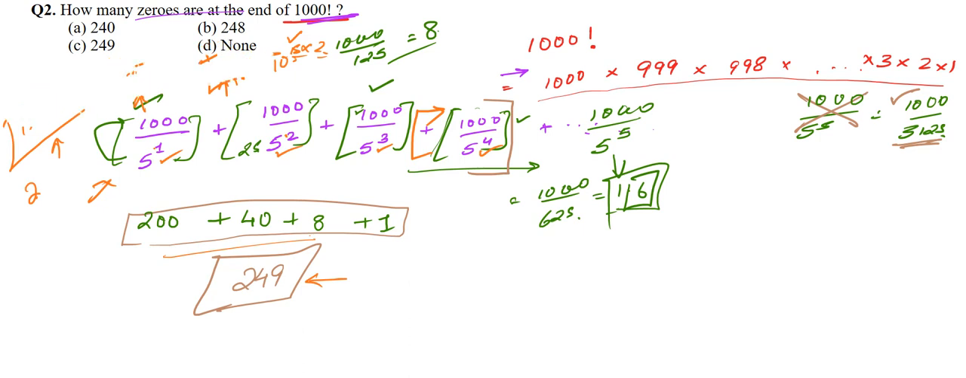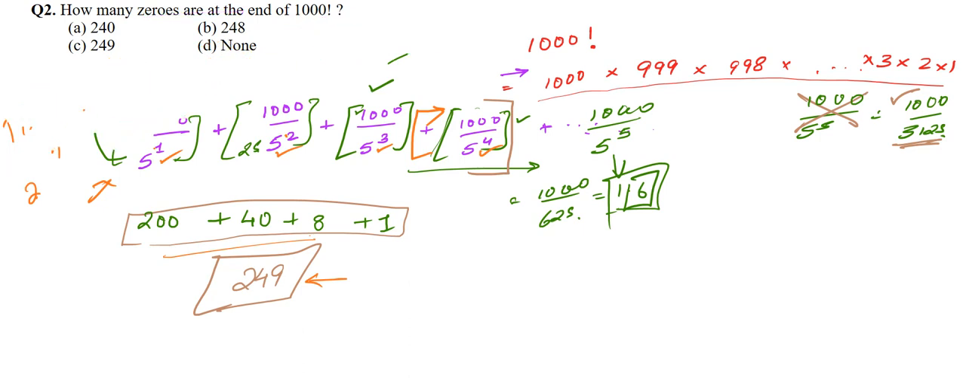So the answer to this question is 249, that is 249 zeros are at the end of 1000 factorial. So 249, that is option number C. Hence option C is the correct answer. So this question seemed a very difficult one because we have a huge number 1000 factorial, but it can be solved in this very easy manner.